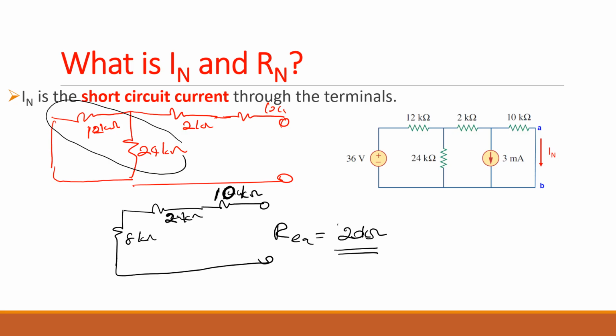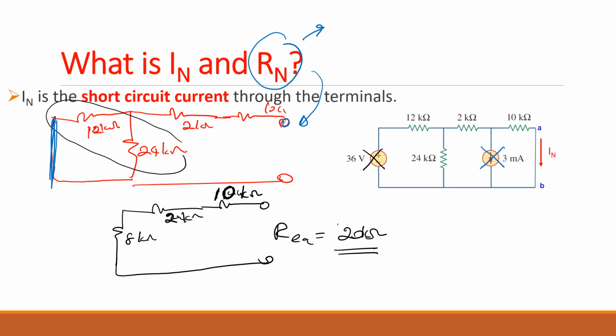So what we do, we turn off all the independent sources. When you turn off a voltage source, that path will become short circuited. So we have a short circuit path here. When you turn off a current source, that path will be open circuited. So to find the Rn, you turn off all the independent sources and you redraw the circuit, which is this. And then you add the resistance. So Req is the equivalent resistance between A and B.